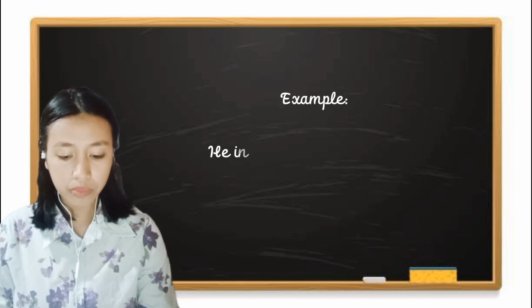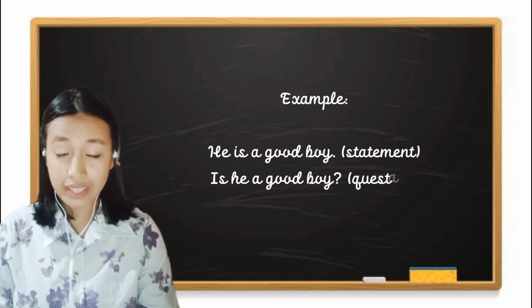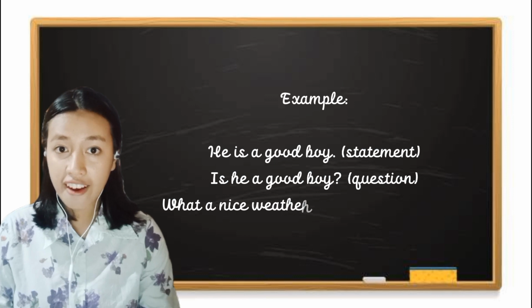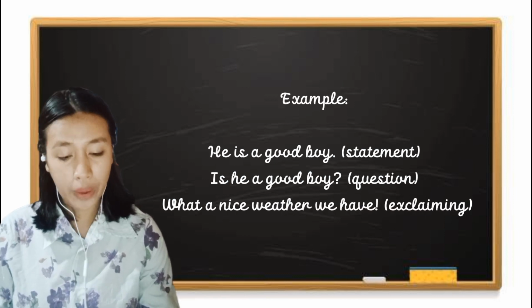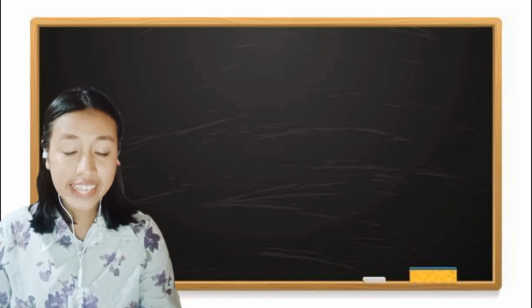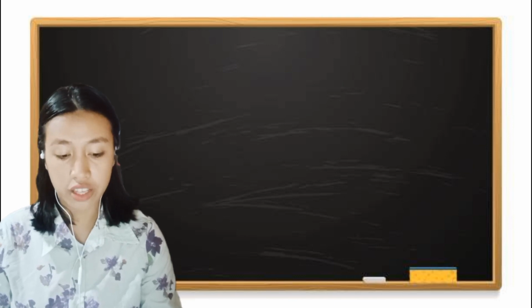Example: He is a good boy. That's a statement. Is he a good boy? That's questioning. Or, what a nice weather we have. That's exclaiming. Ideally, a sentence requires at least one subject and one verb to function.